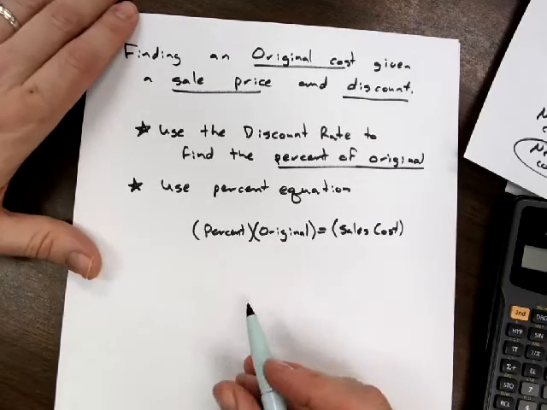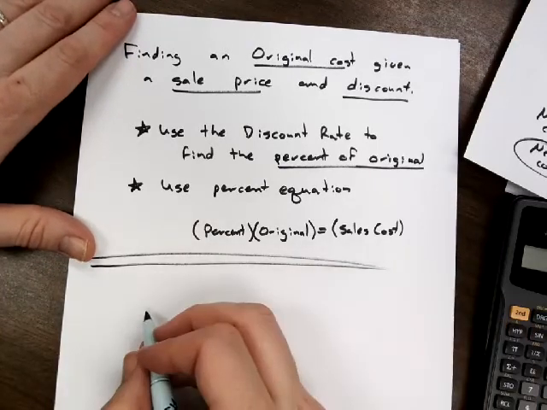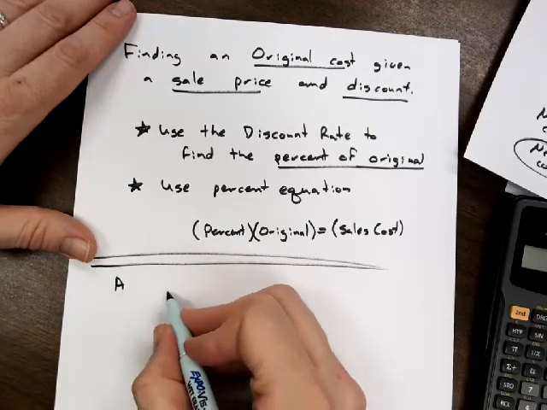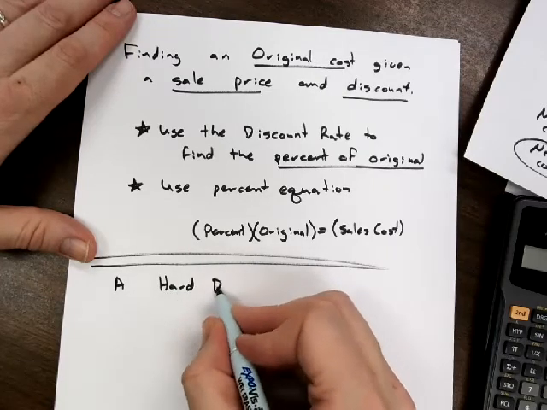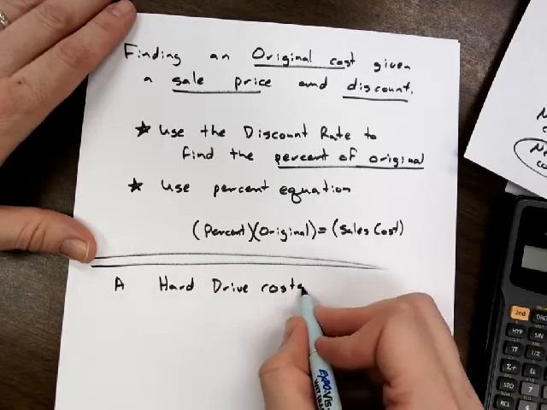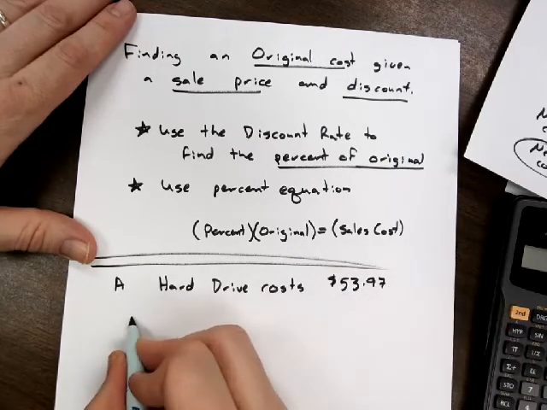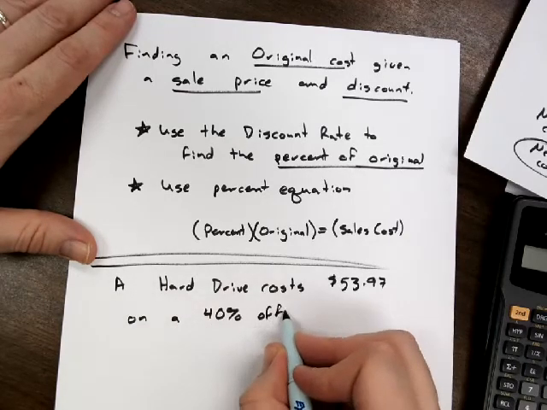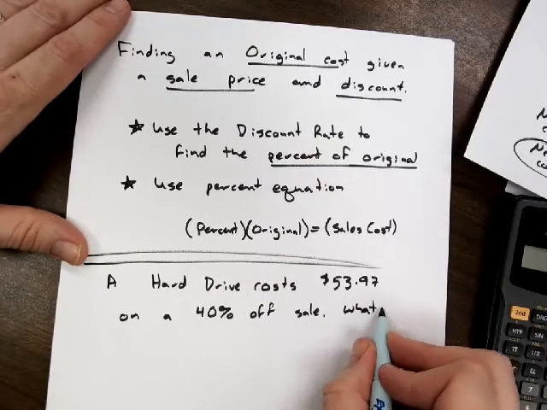Let's go ahead and give us an example. Let's say that a hard drive costs $53.97 on a 40% off sale. What was the original price?